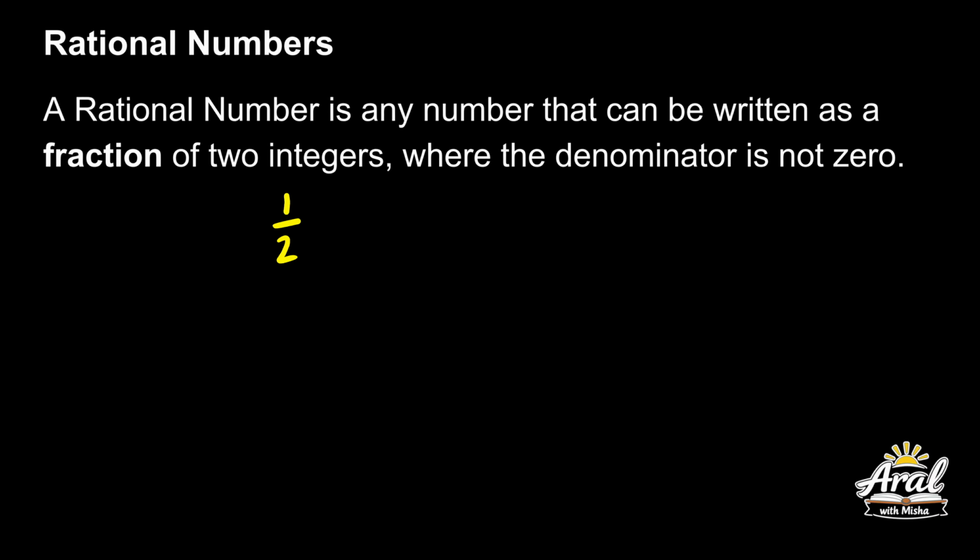Is this a rational number? Yes. 0.5, is it rational? Yes. It could be decimal. So 0.5 is actually equal to 1/2. Let's say 90. This whole number 90, is it rational? Yes. So pag magtataka kayo, bakit hindi siya fraction of two integers. Actually 90, a whole number, the denominator is 1.